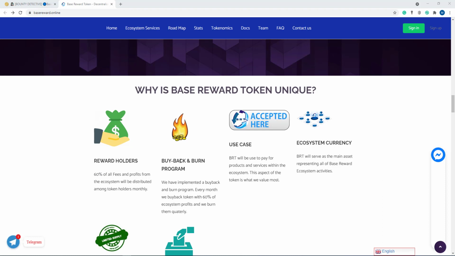Here I can see the buyback and burn program. We have implemented a buyback and burn program. Every month we buy back tokens with 60% of ecosystem profit and we burn them quarterly. Here the use case. BRT will be used to pay for products and services within the ecosystem. This aspect of the token is what we value most. Here the ecosystem currency, BRT, will serve as the main asset representing all of the Base Reward ecosystem activities.